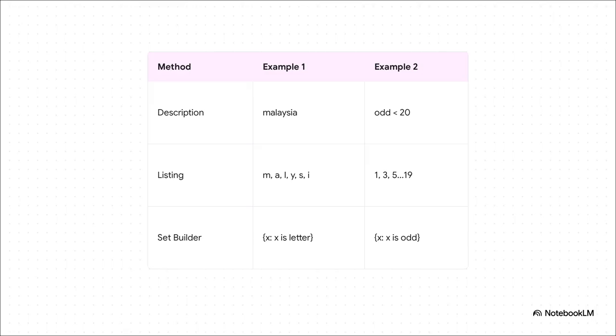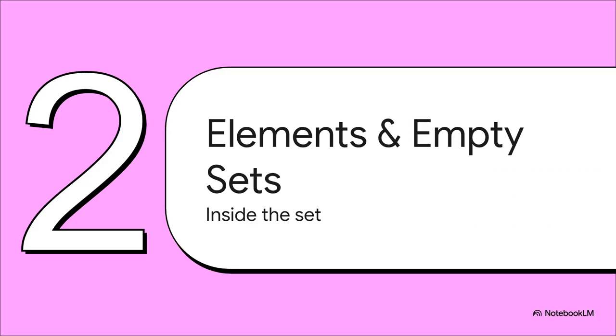And finally, we have set builder notation. This one uses an X and looks like a fancy equation like X:X is a letter in the word Malaysia. Honestly, it looks advanced, but it's really just the description method wearing a mathematical tuxedo. Moving on to Section 2, Elements, Counting, and Empty Sets. Let's look inside these groups.